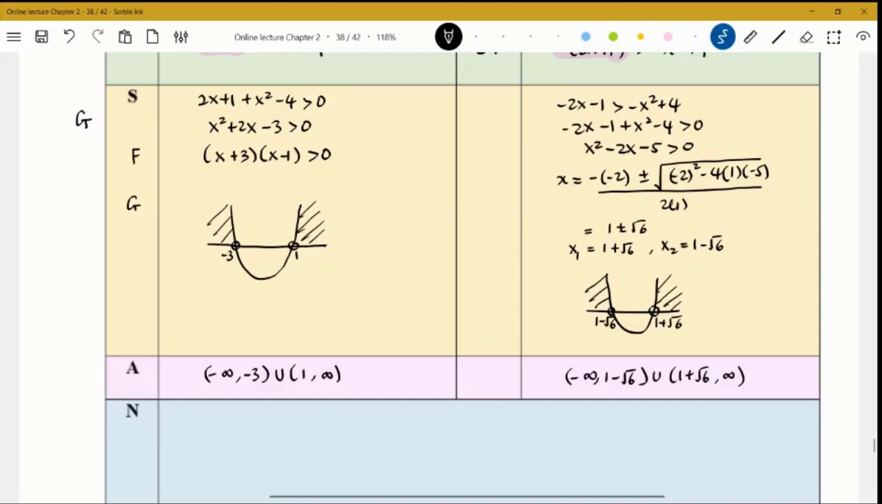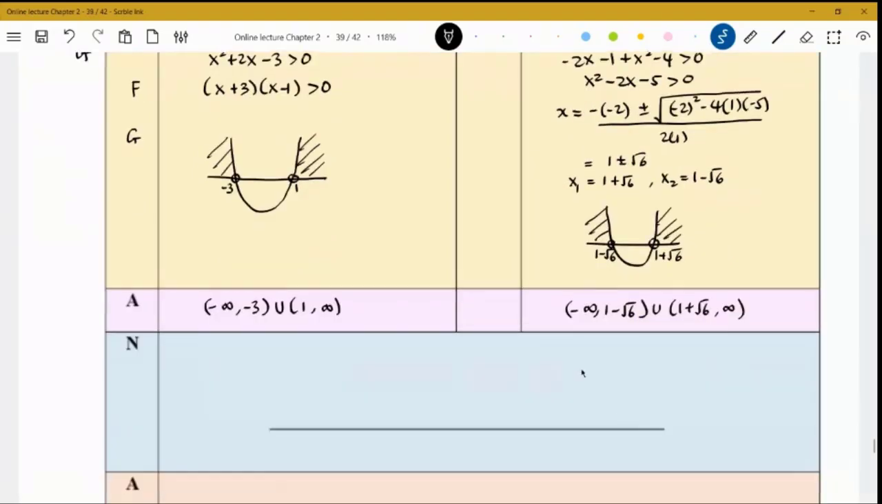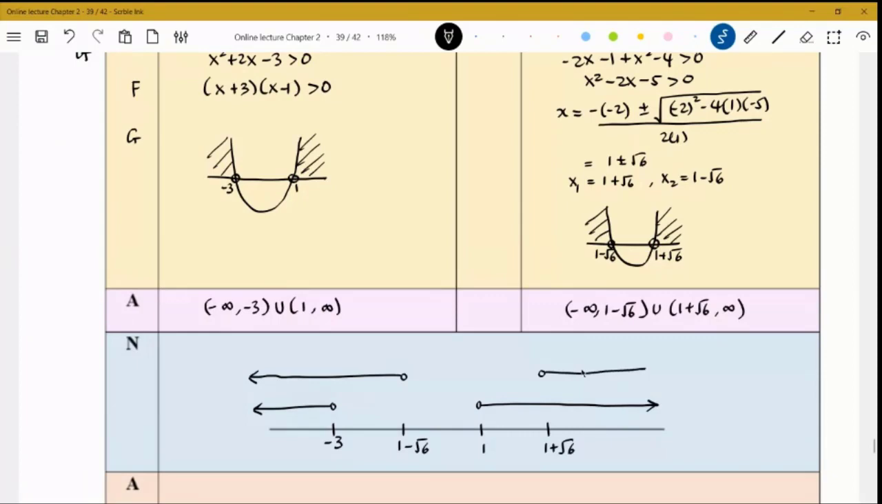Okay, so we are not done yet. We have to combine these two answers using number line. So we're gonna have negative 3. It's gonna be 1 minus square root 6. It's positive 1 and 1 plus square root 6. So the first line adalah negative 3 to the left and then 1 to the right on the same level. Ini mesti satu level yang sama. The second answer, which is from negative infinity to 1 minus square root 6 to the left as well on the different level, and then 1 plus square root 6 to the right.